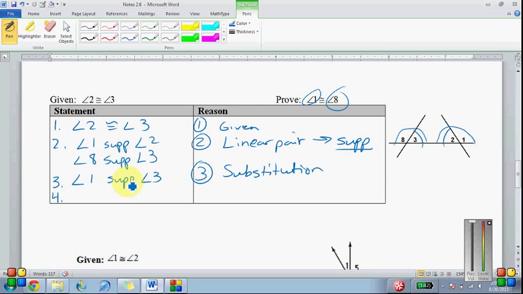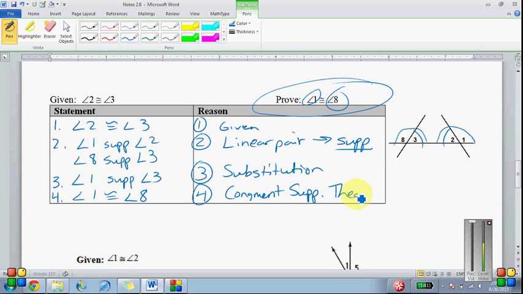Now that I've said angle 1 is supplementary to angle 3, and angle 8 is supplementary to angle 3, I can say that those two things are congruent to each other, because that's the congruent supplements theorem that we talked about earlier. So angle 1 is congruent to angle 8, congruent supplements theorem.